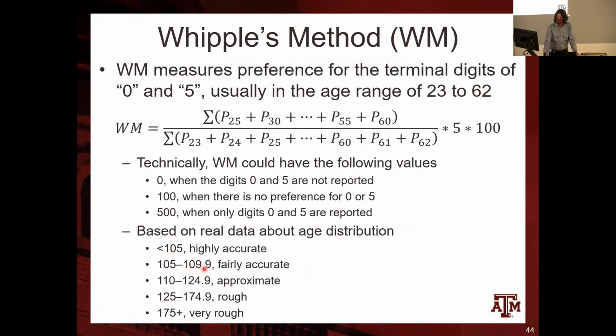Between 105 and 109.9, fairly accurate. 110 and 124.9, approximate, and so on, until numbers that are at least 175. So if we calculate Whipple's method for a specific country and it reaches at least 175, then we have problems with the age information.